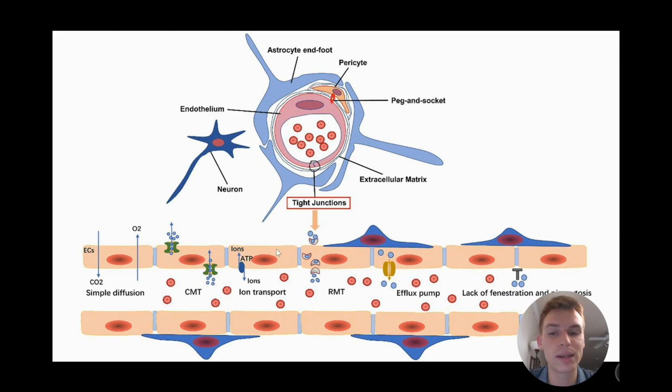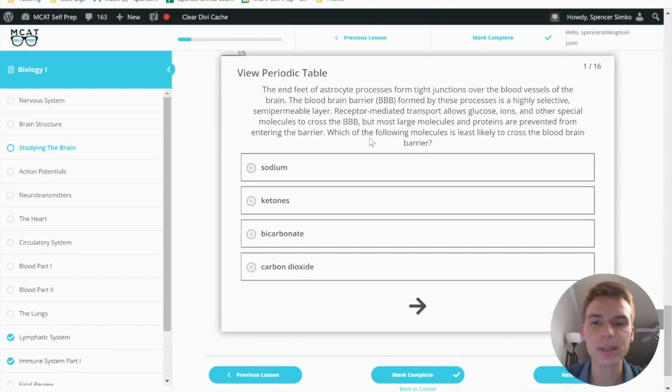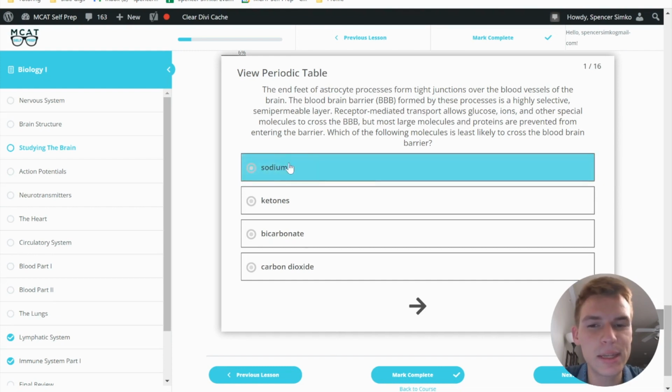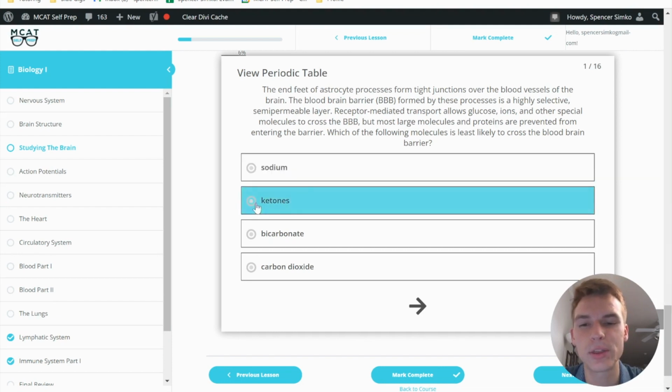The brain also needs ions. Without ions, especially potassium and sodium, the brain would not be able to do action potentials, and a brain that can't do action potentials is dead. And then there are some other special molecules that might need to get across. Looking at this question, we know that the brain is going to need sodium, and based on the question stem, the receptor-mediated transport allows ions to cross. And so we know that sodium is not the correct answer choice here.